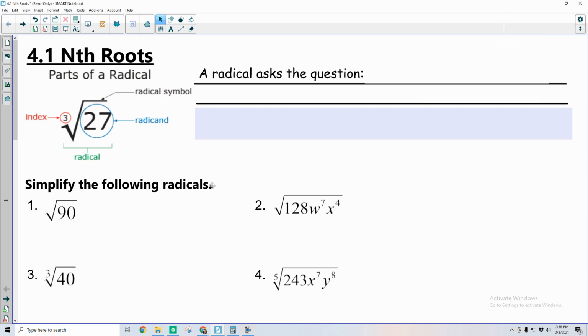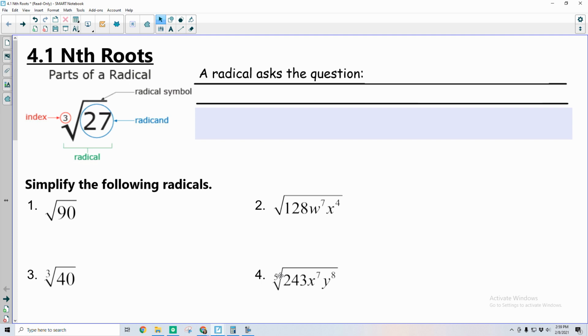Hello everyone. In this video, we're going to look at how to simplify radicals. Before, we've looked at how to simplify radicals that just have a number underneath the square root, but now we're going to bump it up a little bit to where we have variables underneath there as well. And this time, it's not just going to be a square root, but we're going to have other roots like cube roots or fifth roots. And we'll look at how to simplify those.